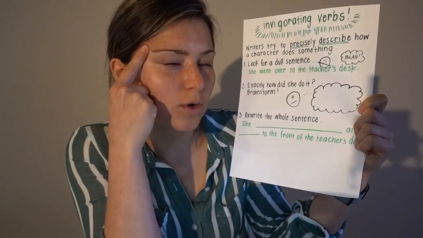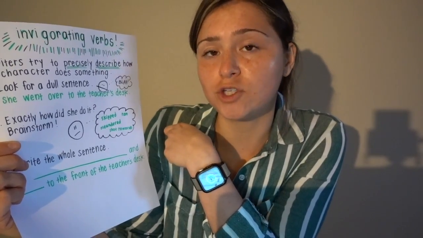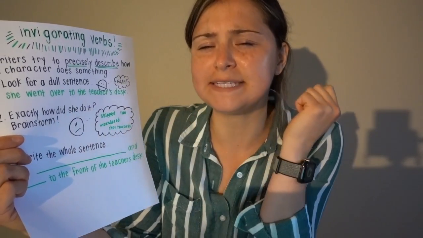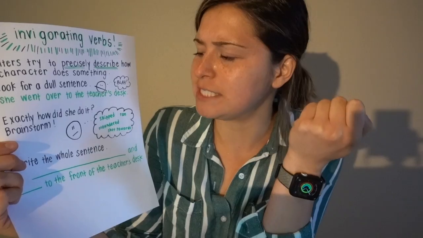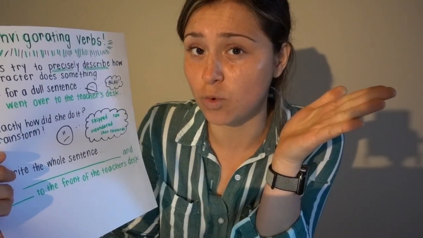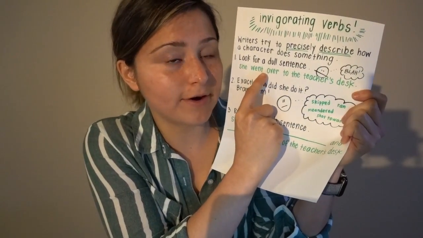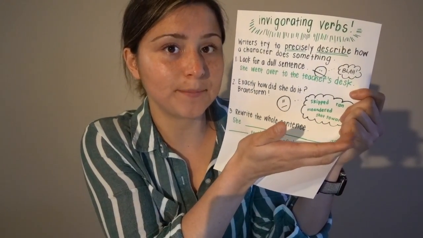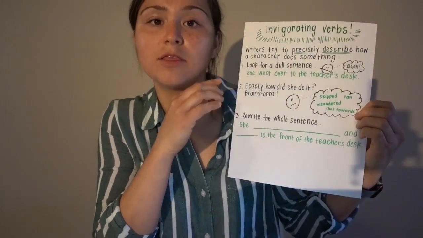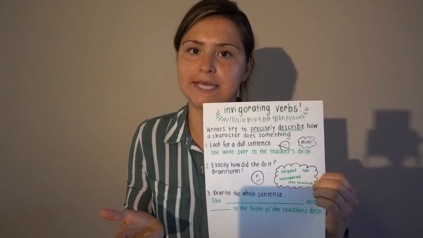Step 2, exactly how did she do it? I need to brainstorm. I did a little bit of brainstorming, so I went back to my sentence. She went over to the teacher's desk. I'm thinking to myself exactly how did she do it? Did she skip? Did she run? Did she meander? Did she shoot straight towards it? What I'm trying to do is replacing this blah verb with a more invigorating verb. The last step is to rewrite the whole sentence using that new invigorating verb or the phrase that you chose.